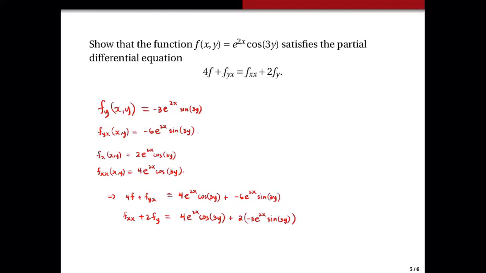Indeed, if we simplify this, these two guys here are the same. 2 times negative 3 is negative 6 in here. So this implies that 4f plus f sub yx is equal to f sub xx plus 2f sub y. This means that the differential equation is satisfied, or holds.